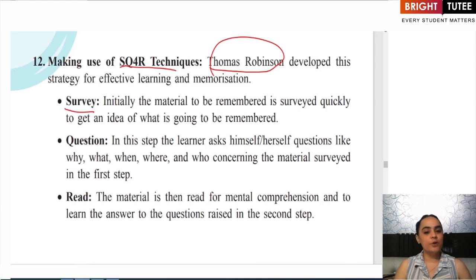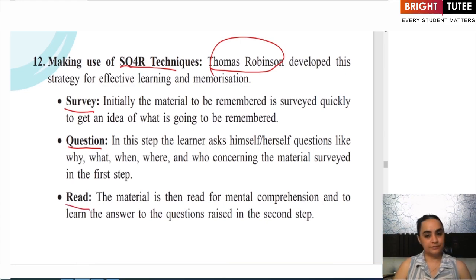When you get your question paper, what do you do first? You just have a quick glance at your paper to know how many questions you have got. Right? That is the survey. Question. Here you need to ask yourself why, what, when, where, or who is this concerning? Why are you learning this? How is it going to help you? What can be done by you to learn it better? So these questions need to be asked, and once you are clear with what this learning is going to lead you to, it will be easier for you to learn again.